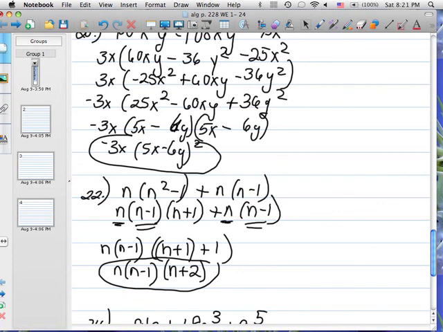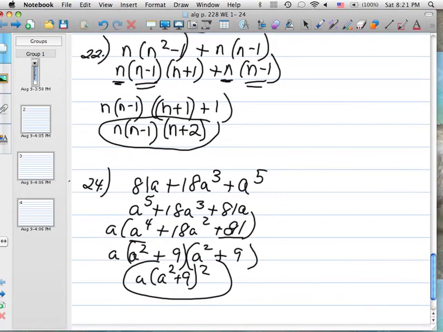Both have an n, so you have to pull that out. They both have an n minus 1. Pull that out. To get back to the first term, you need the n plus 1. To get back to the second term, you have to have something, so you put a plus 1 down. And then the answer is going to be n times the quantity n minus 1, and then you can simplify that, and that's n plus 2.